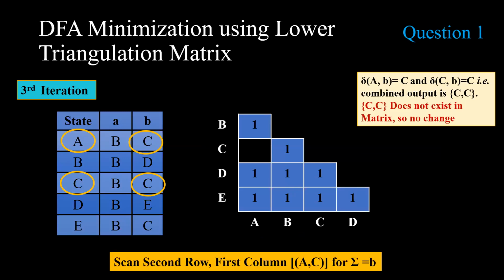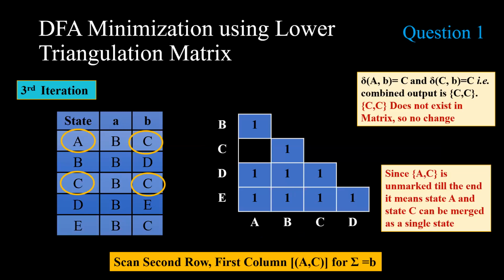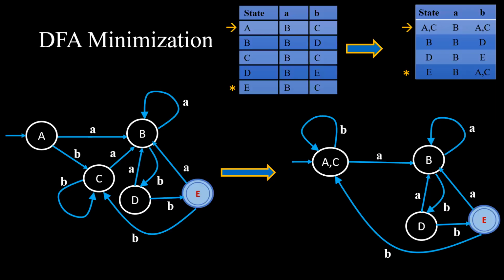So now we can conclude that since AC remains unmarked in either of the cases up to the third iteration, that means A and C can be merged. That means ultimately we can minimize our original DFA with 5 states to a DFA with 4 states, where states A and C have been merged together. So this is how we have minimized our 5-state DFA into a 4-state DFA using the lower triangulation matrix method.